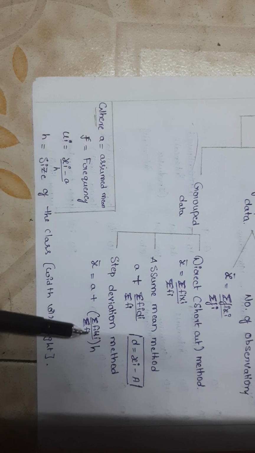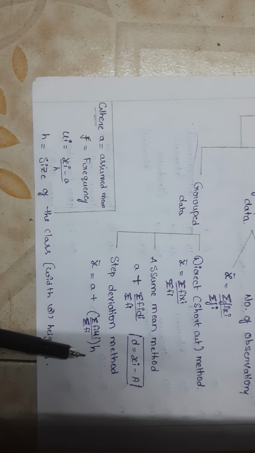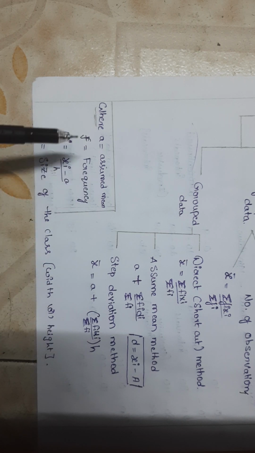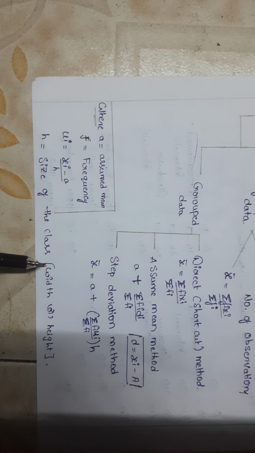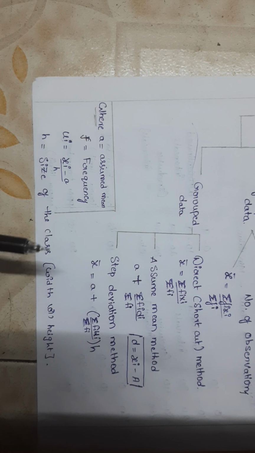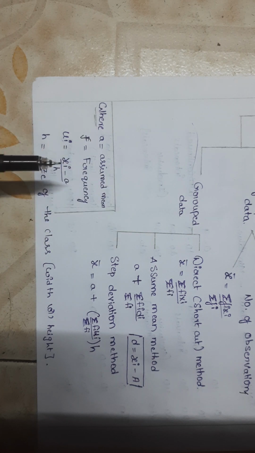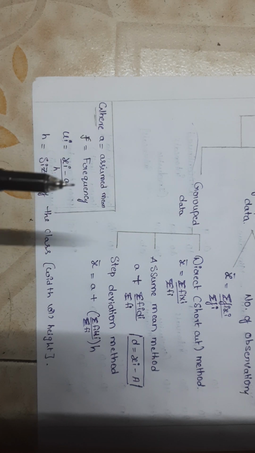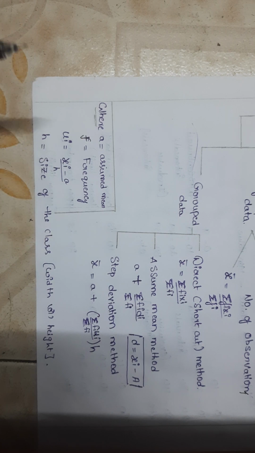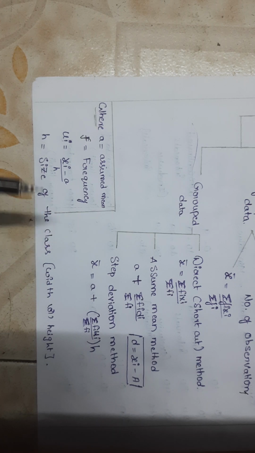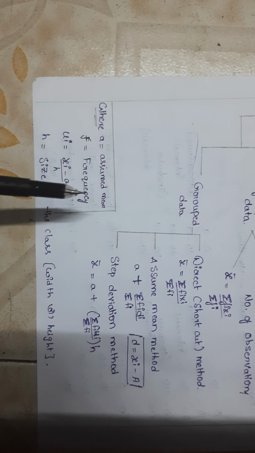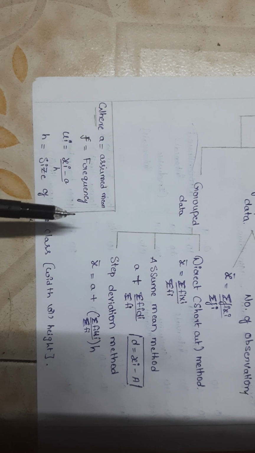X bar is equal to a plus sigma fi ui by sigma fi into h. So here a is assumed mean, f is frequency, ui means xi minus a by h, and h is equal to the size of the class or width of the class or height of the class. This will be given like this. Mean contents are over. I shall give mode and median afterwards, along with sums, and explain later. Now only the sum of this mean will be explained as one example.